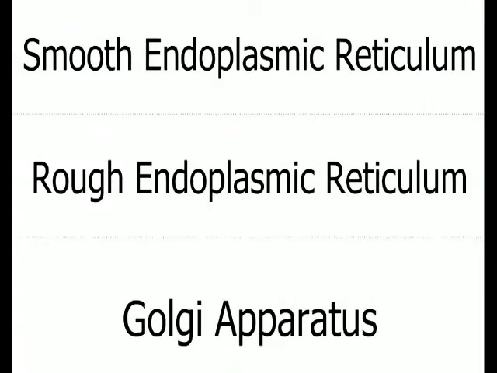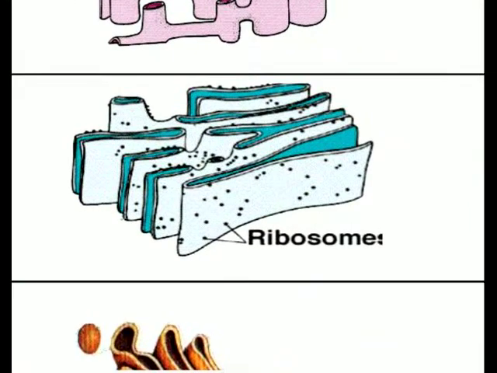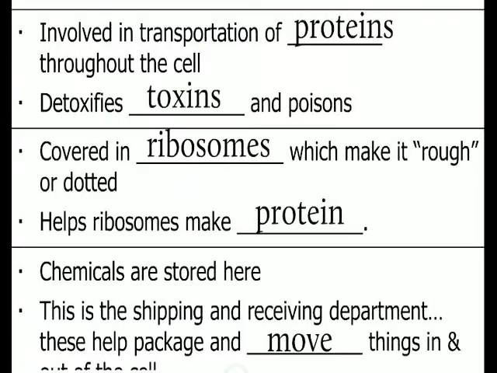Then we've got the rough endoplasmic reticulum. The rough endoplasmic reticulum is what houses the ribosomes, and it's always located near the nucleus. It's covered in ribosomes, that's why we call it rough, and it helps the ribosomes make protein.